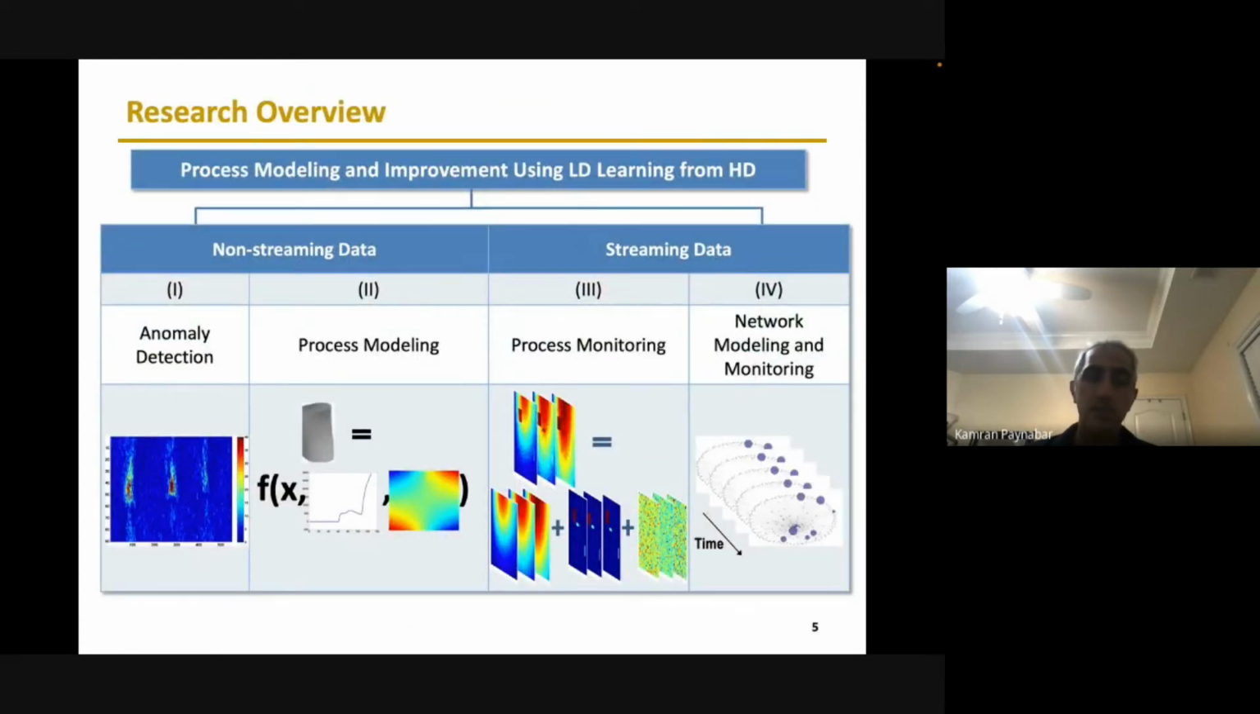So as I said, what do I do with this process modeling? We do anomaly detection. For example, if you have a surface, here in this example, we have a stress-strain heat map, and you can see there are some anomalies with high stress here, and we want to develop methodologies that can detect anomalies in real time, on the fly.